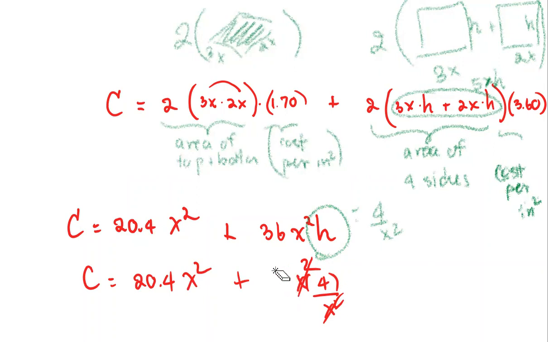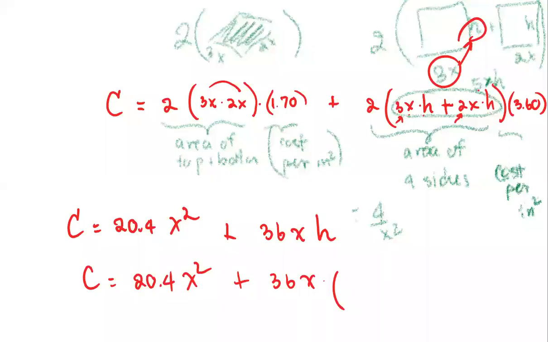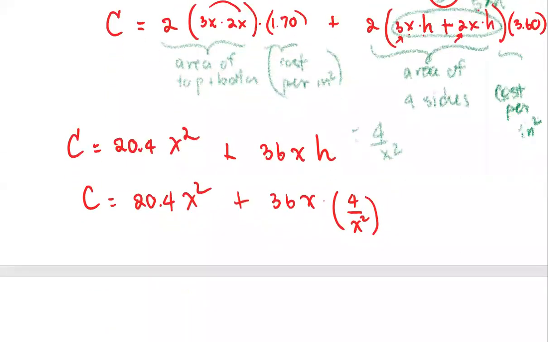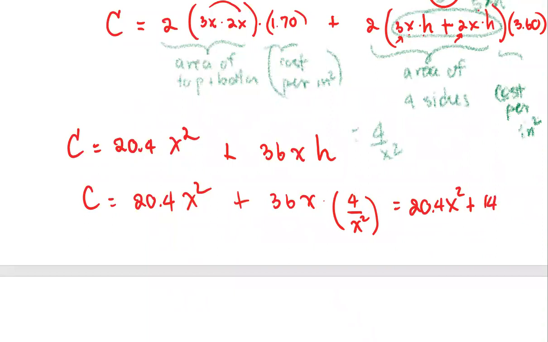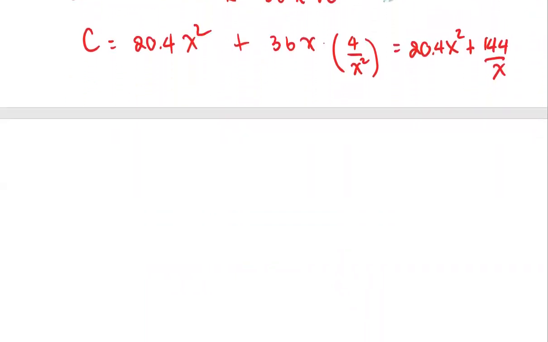Can I ask you a question? Yes, go ahead. So it means 36 times x squared times 4 over x squared. Then the cost now becomes 20.4 x squared plus 36 times 4. What do we get here? 36 multiplied by 4 gives 144 over x. So that's the cost function for this problem.